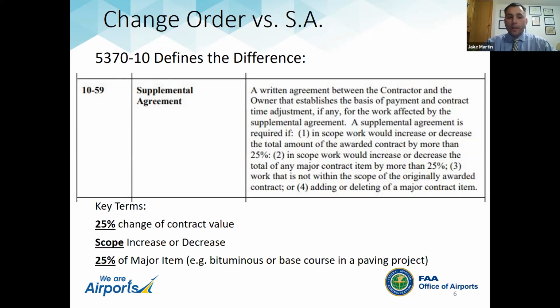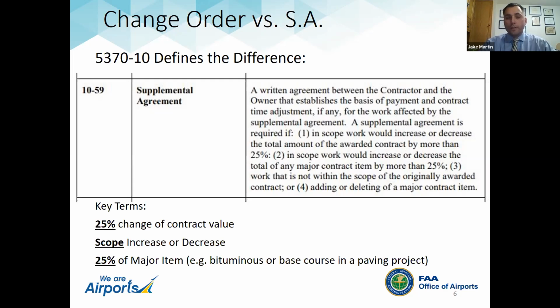And then the last key term in that paragraph is a 25% change of a major item. We look at major items like a paving project. Of course, the bituminous paving would be a major item, or concrete paving, or the P208 base course, gravel course might be a major item on a paving project. Or if it's a lighting project, the major items would be the linear feet of lighting system installed. Anytime you're changing those items by that threshold, that would be a cause for a supplemental agreement.